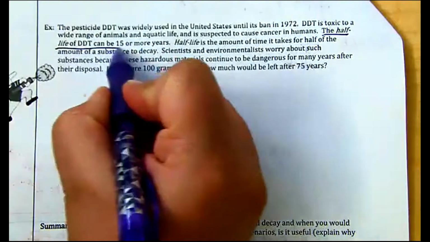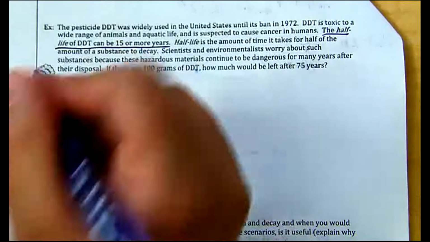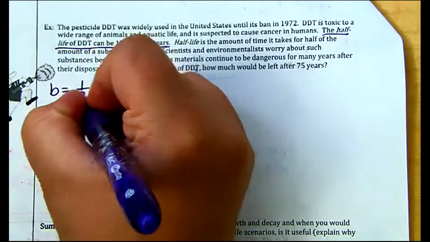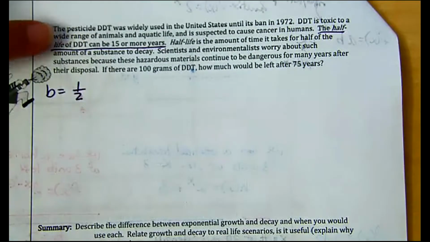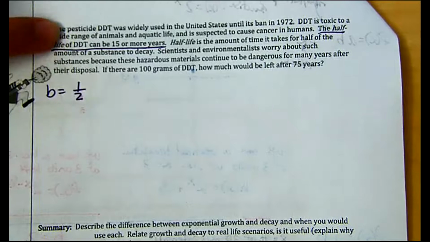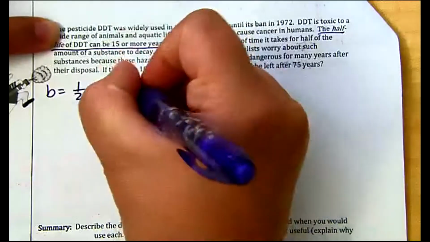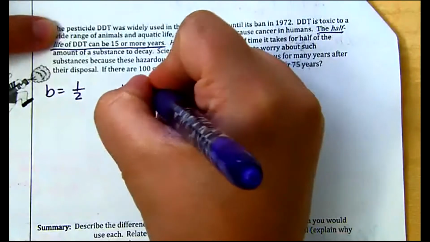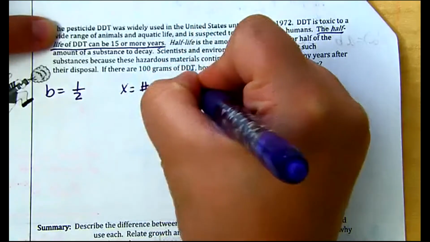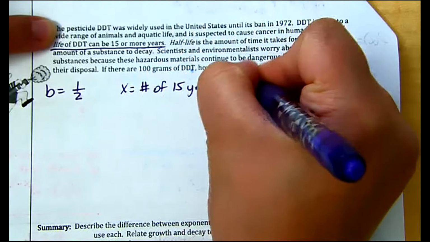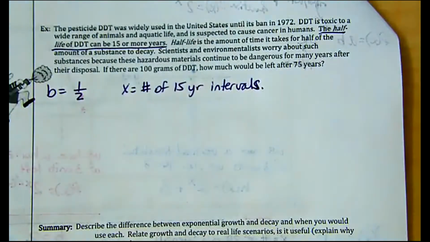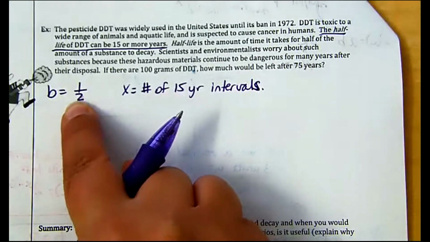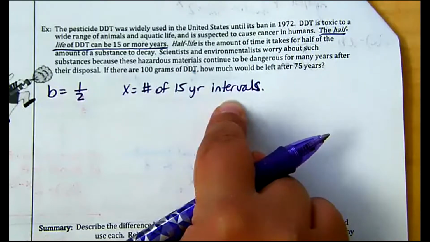Now, this sentence is important, right? Because our B is half, but the half-life for this chemical happens every 15 years, which means your X is the number of 15-year intervals. Okay, the X is the number of 15-year intervals because it gets cut in half every 15 years.